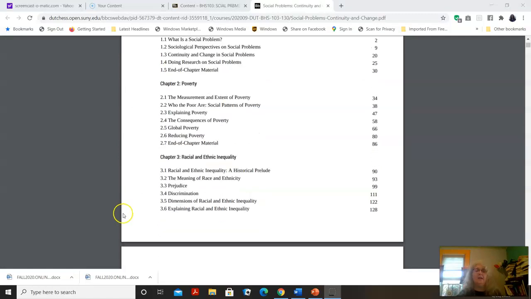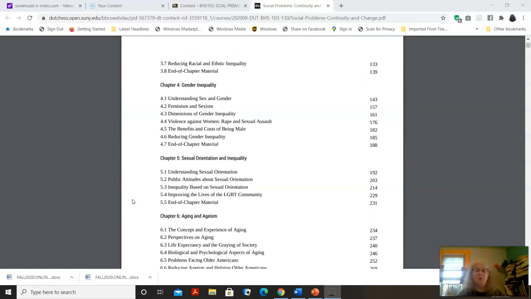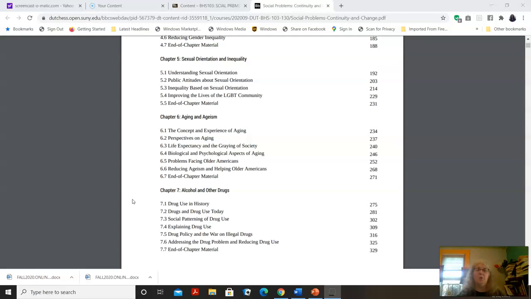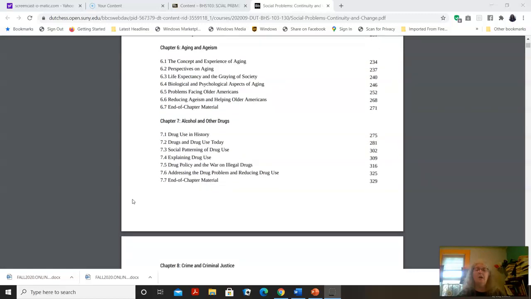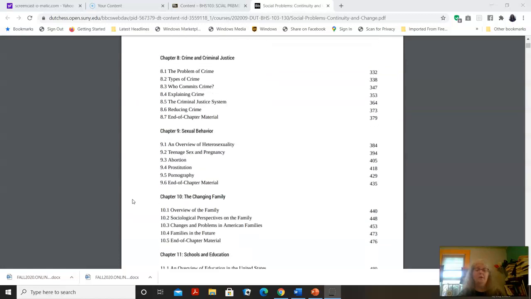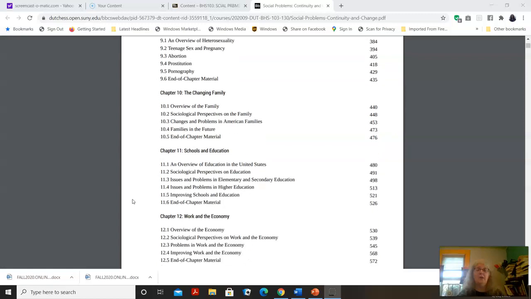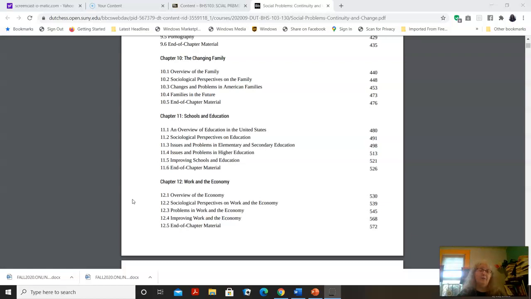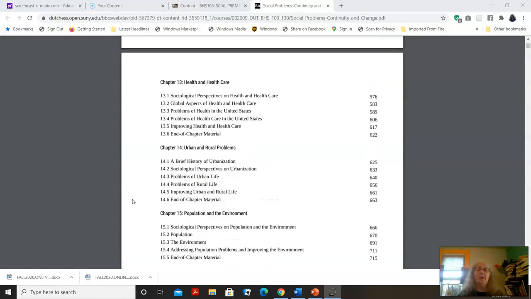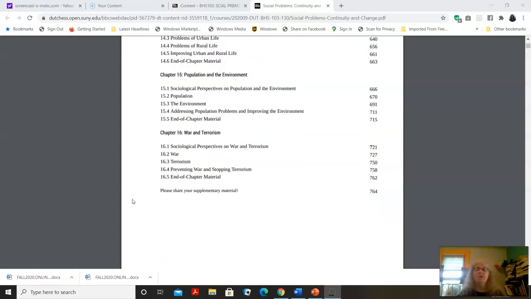And so if you look at the textbook, what you'll find is that the social problems that we talk about in this class are social problems that a lot of people have agreed on. In other words, our society as a whole has tended to decide that there are problems in these areas. So whether we're talking about poverty, racial and ethnic inequality, gender inequality, issues of sexual orientation and inequality, issues of age, issues of addiction, crime, other types of sexual behavior, the family, or how the family is changing, education, work in the economy, healthcare, urban problems, population and the environment, and war and terrorism. Obviously, we're not going to cover all these things.